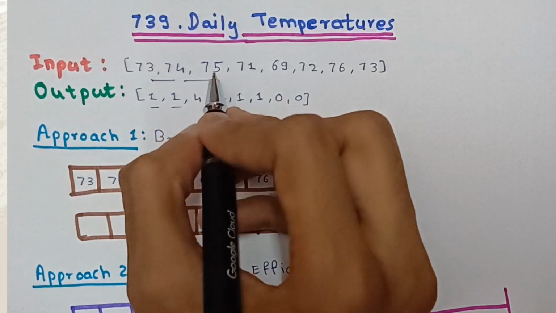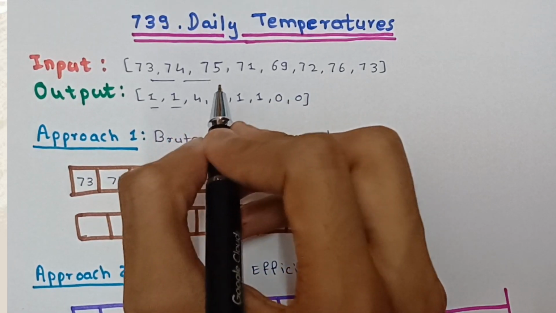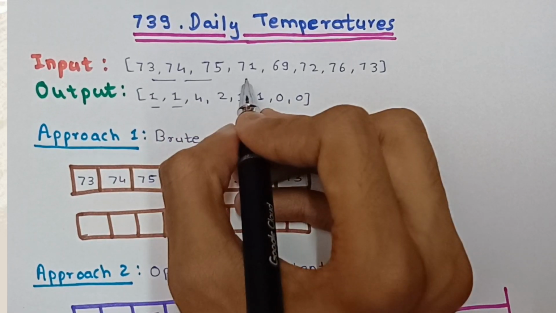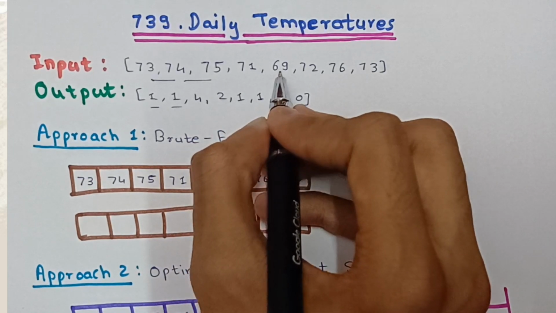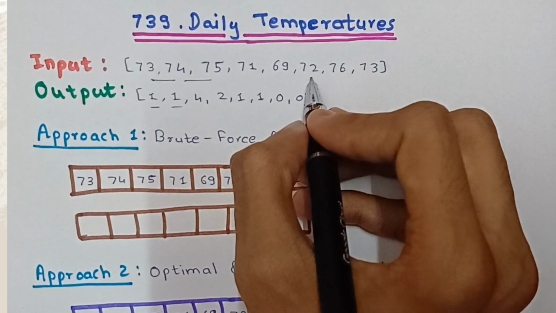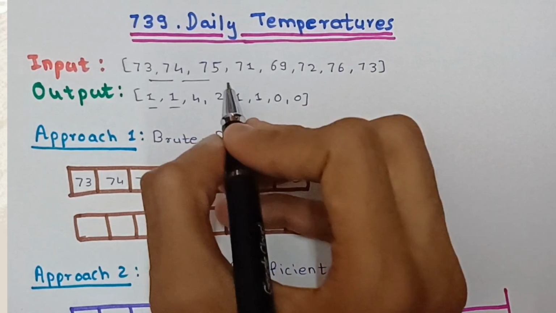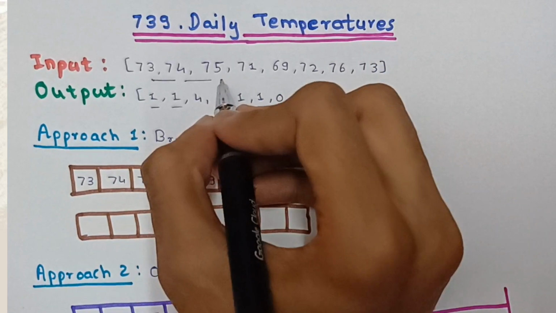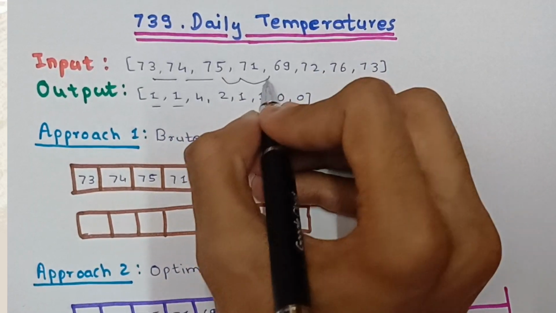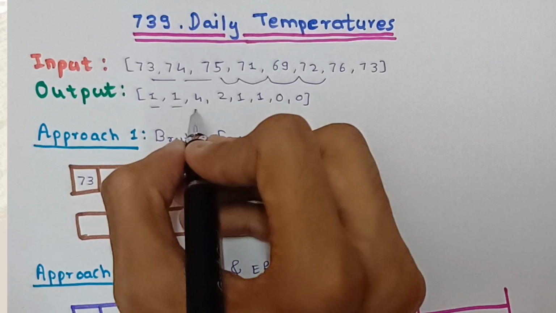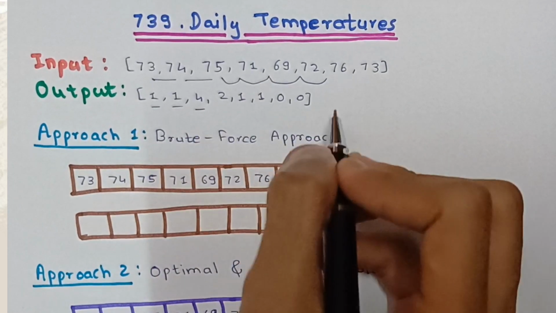So here is a 75 temperature. We have to find the warmer temperature than this one. This is 71, no. This is 76? No, wait, 69, no. And this is 72, no. 76 is warmer than 75. So how many steps have we come forward? This is 1, this is 2, this is 3, and this is 4. So here the output is 4. Like this we have to solve this problem.